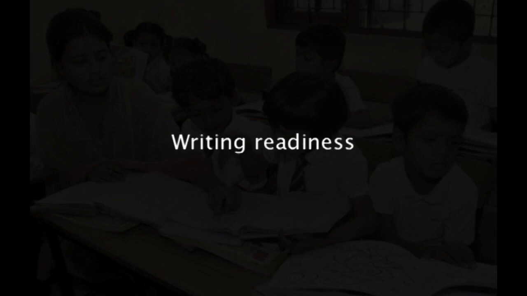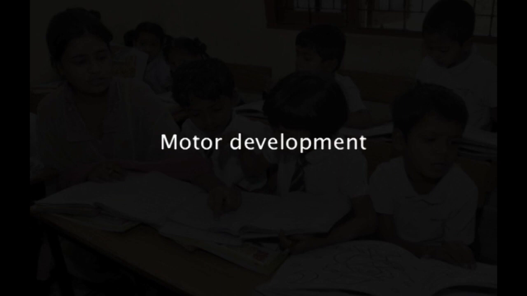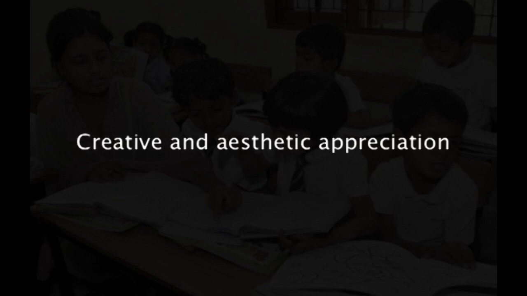Writing readiness, eye-hand coordination, interest in writing and left-to-right directions can be considered. Motor development, fine motor development through activities such as beading, pegboards, puzzles, large muscle development like running, jumping, balancing activities, all these come under the motor development play activities. Creative and aesthetic appreciation, creative drama, cultural activities, field trips, all come under the creative aesthetic appreciation activities.